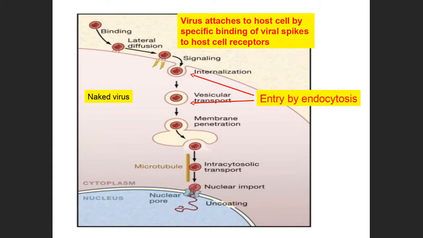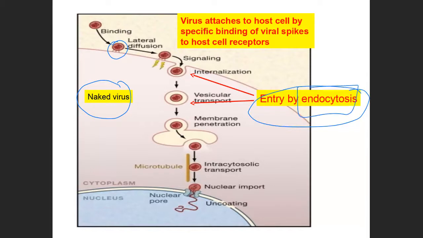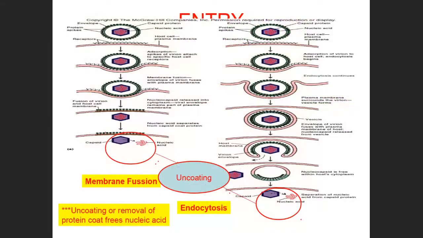Okay, so this is a naked virus. This example right here is that of a naked virus, which is entering the cell by endocytosis. The cell takes in the virus. Okay, so again, this side right here is showing endocytosis or membrane fusion, which are two mechanisms that enveloped viruses can use to enter the cell.